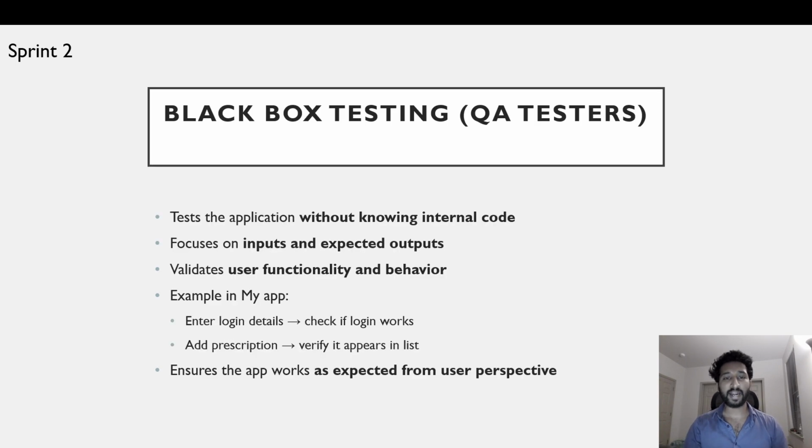And coming to black box testing, that is the QA testers. What they do is provide inputs and expected outputs. They will enter some valid input in the app, then expect the same type of output back. So it validates the functionality and behavior from the user's side. For example in my app, they enter login details to check that login works, and add a prescription to verify it appears in the list, ensuring the app works as expected from the user's perspective.